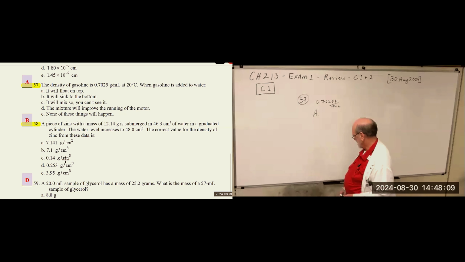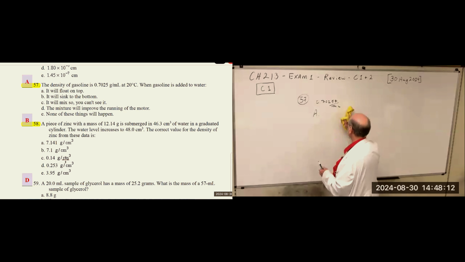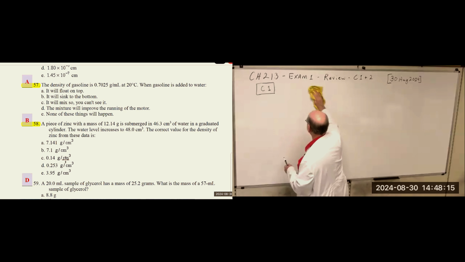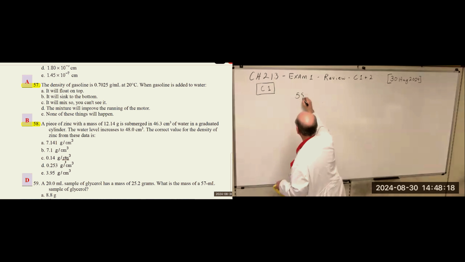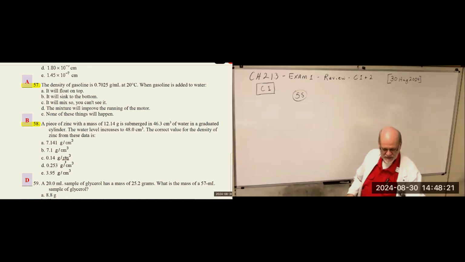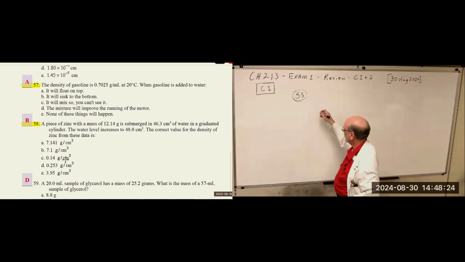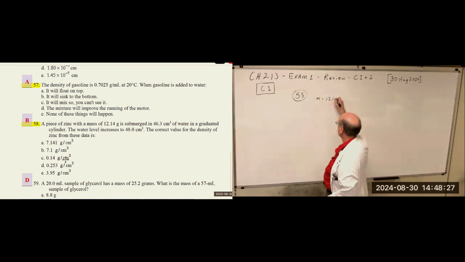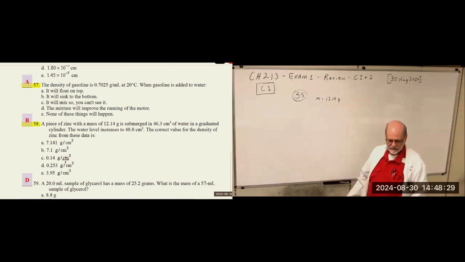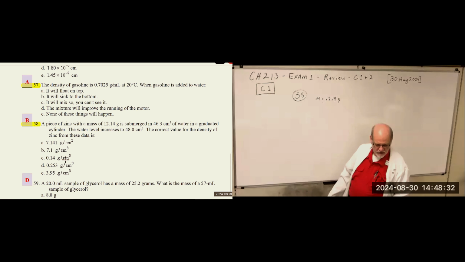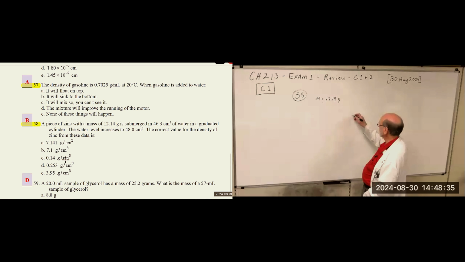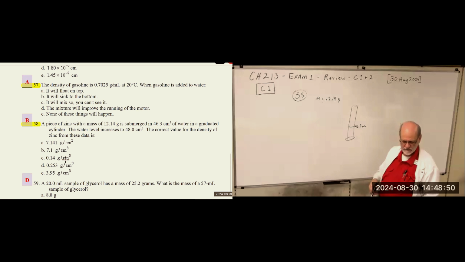All right. 58, here's a practical application of determining density. A piece of zinc with a mass of 12.14 grams. So we know the mass, 12.14 grams, is submerged in 46.3 cubic centimeters of water, or 46.3 milliliters. We'll say here is 46.3 milliliters or cubic centimeters of water.